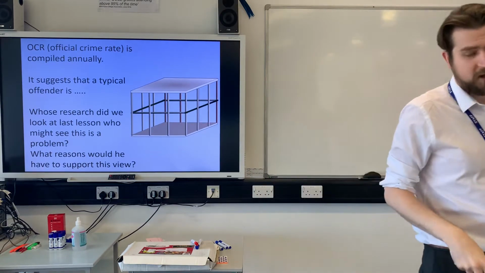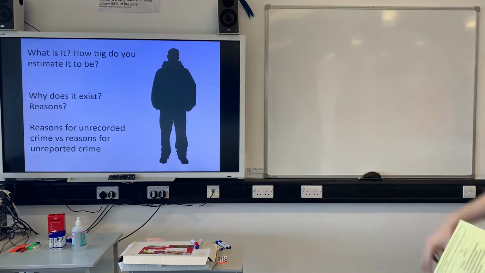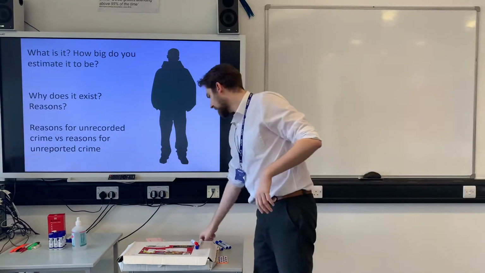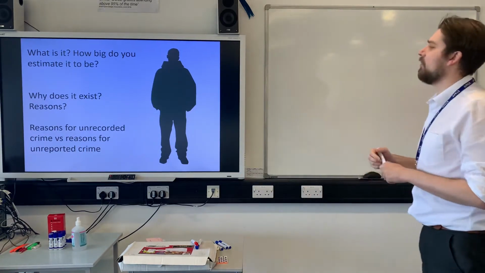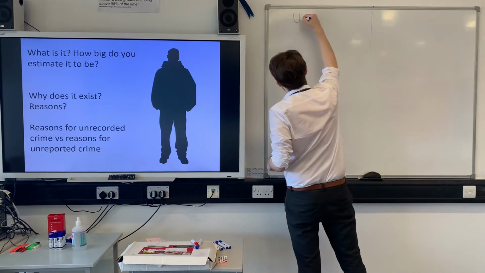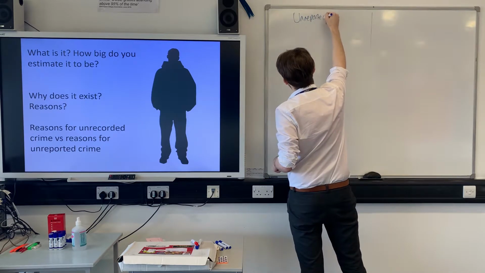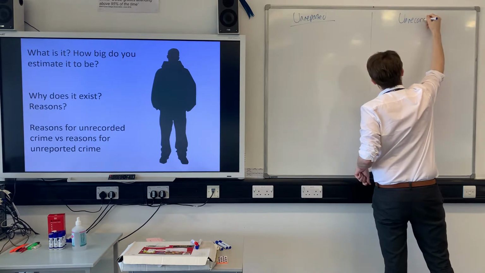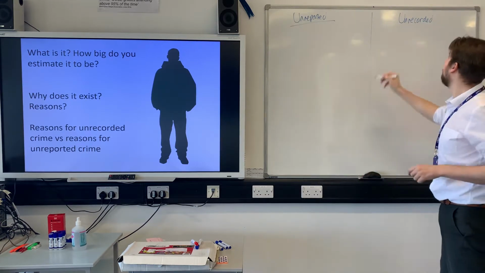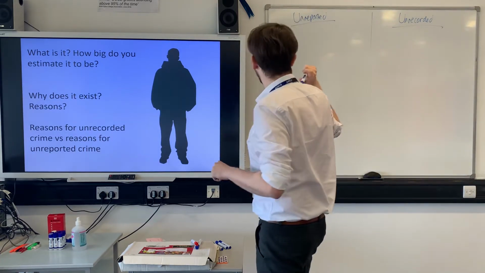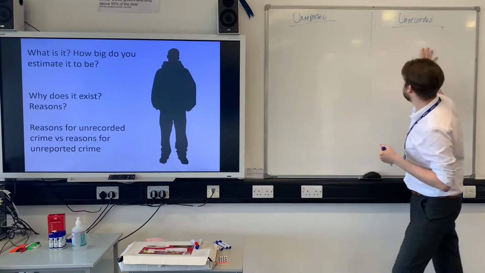So, you've got a man at the bottom of the page. He's here to represent the dark figure of crime. And what I want you to do is split your man down the middle and think about reasons why, firstly, crime might go unreported, and then secondly, and this is trickier, why crime might go unrecorded. So these are two very different things.